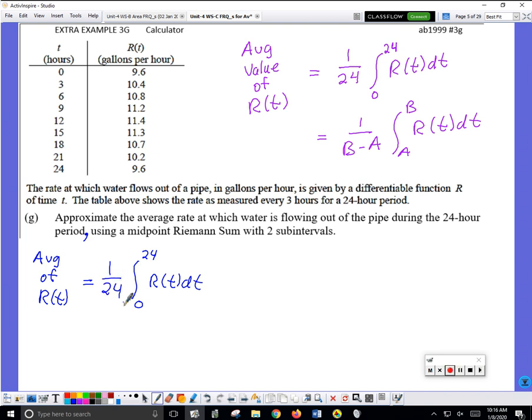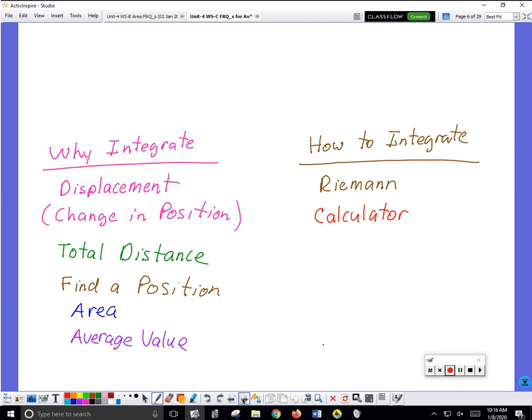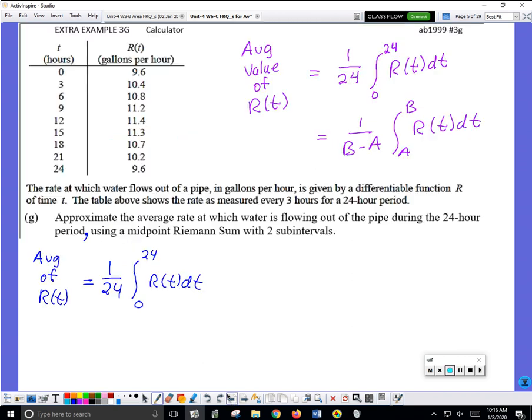Okay, now they're telling me this is what you're trying to find, so you need to use an integral. How do I calculate the integral? Riemann sum. So this is going to be approximately equal to, okay, do not forget the 1 over 24. Everybody look. That is a really common mistake. We're trying to find this, so we have to have the 1 over 24.